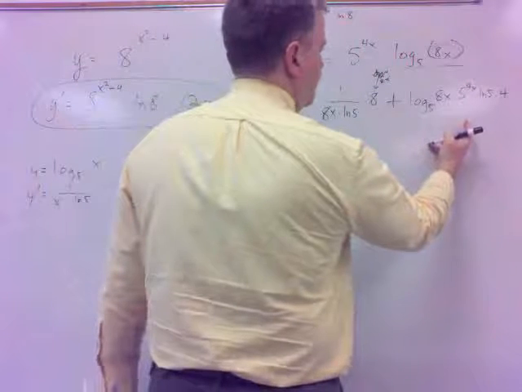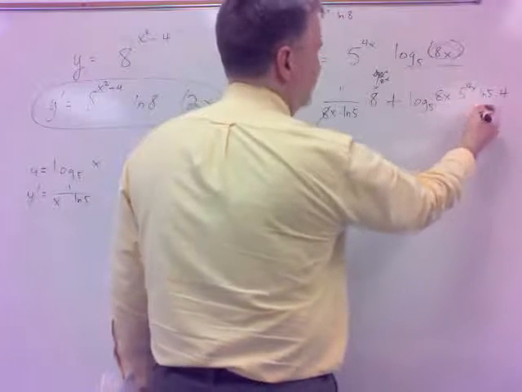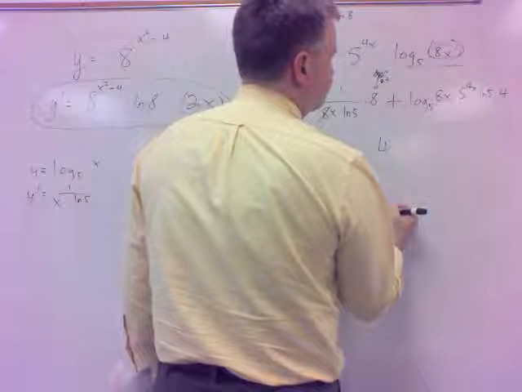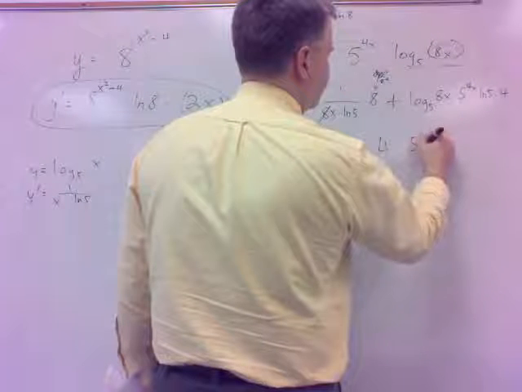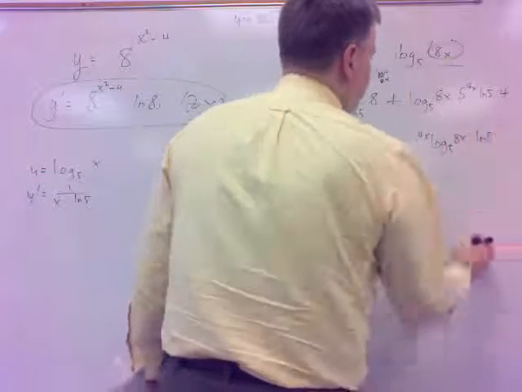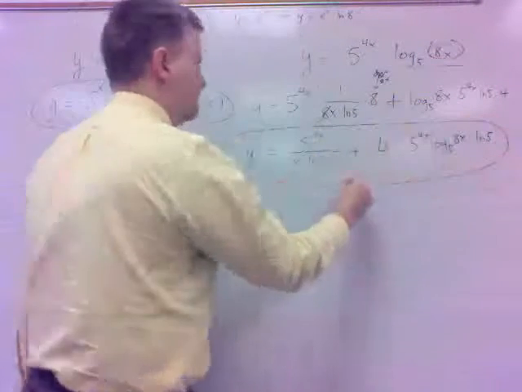Over here, probably, I don't know, you got a mess. So probably write the 4 first. Then the rest, whatever order you want to write them in. 5 to the 4x, log base 5 of 8x, ln of 5. There's just a bunch of terms there. Something to that effect.